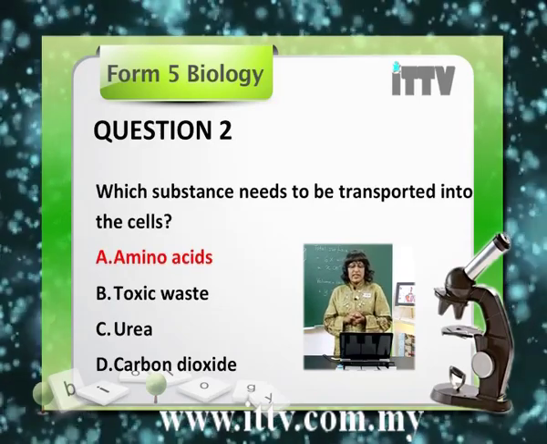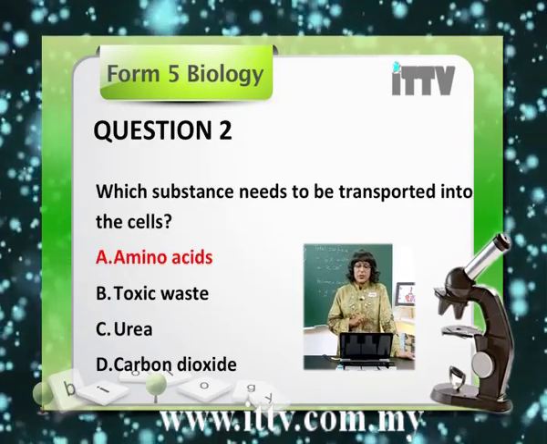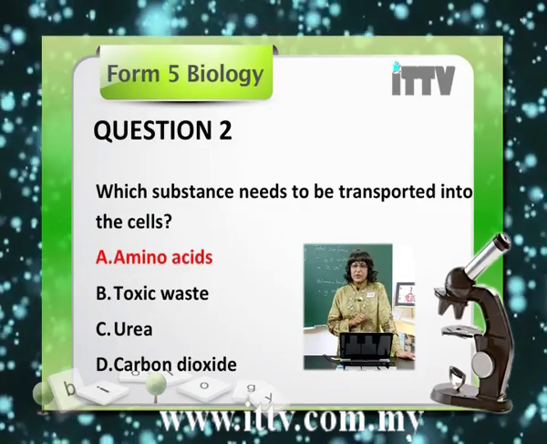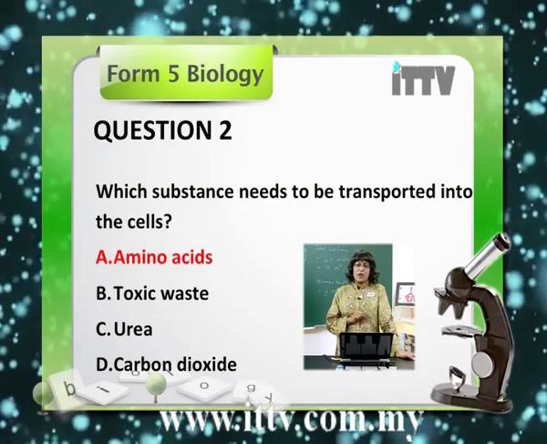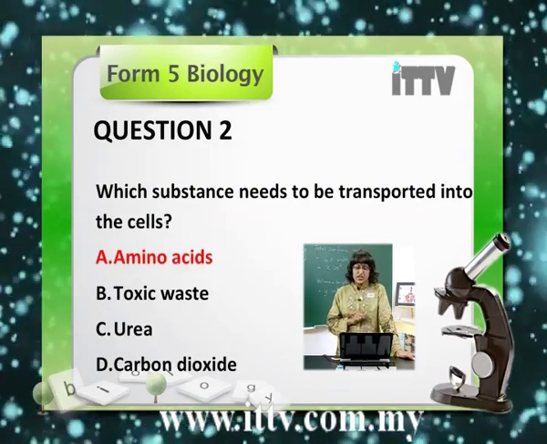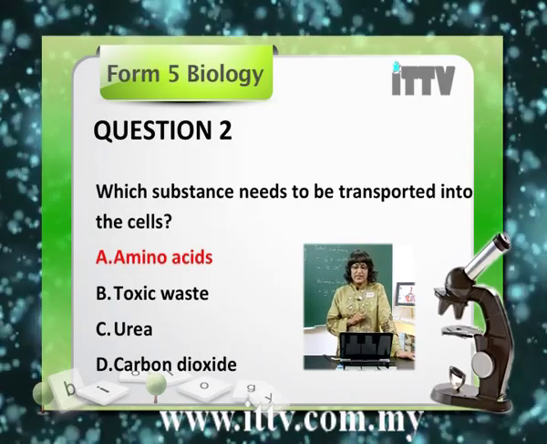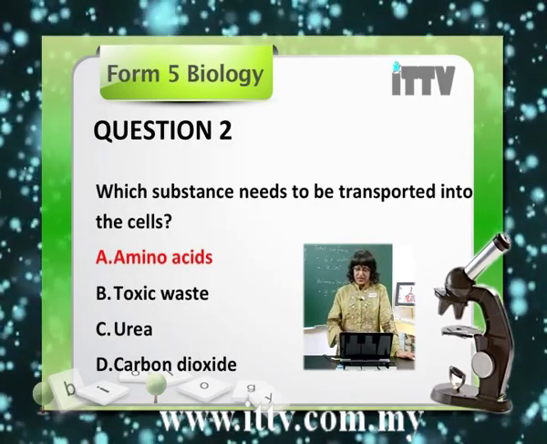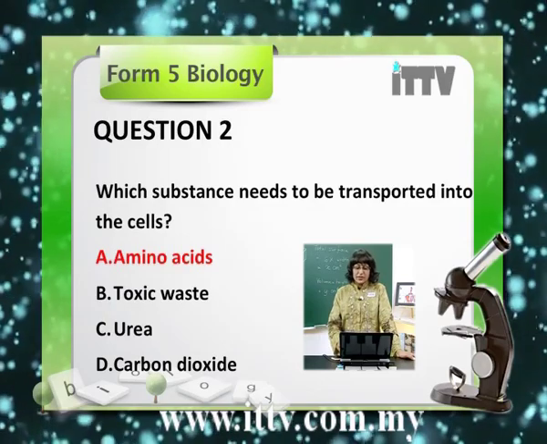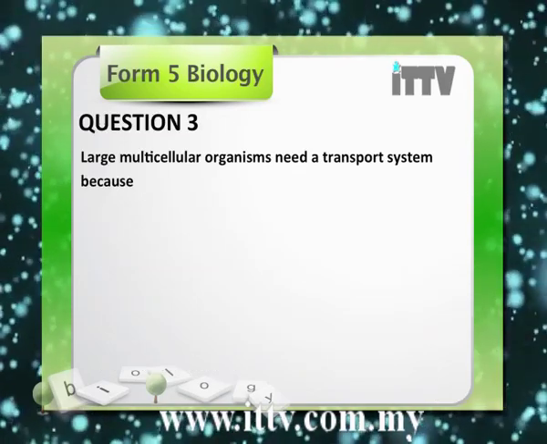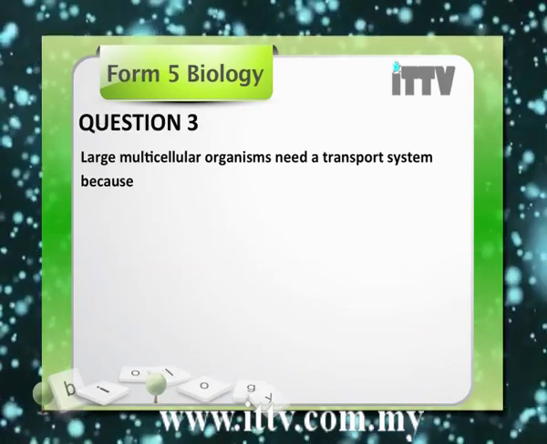Now let us take a look at the other choices. Toxic waste, urea and carbon dioxide are the byproducts of metabolic respiration, and they have to be eliminated from the cells. Alright, let us move on to question number 3.